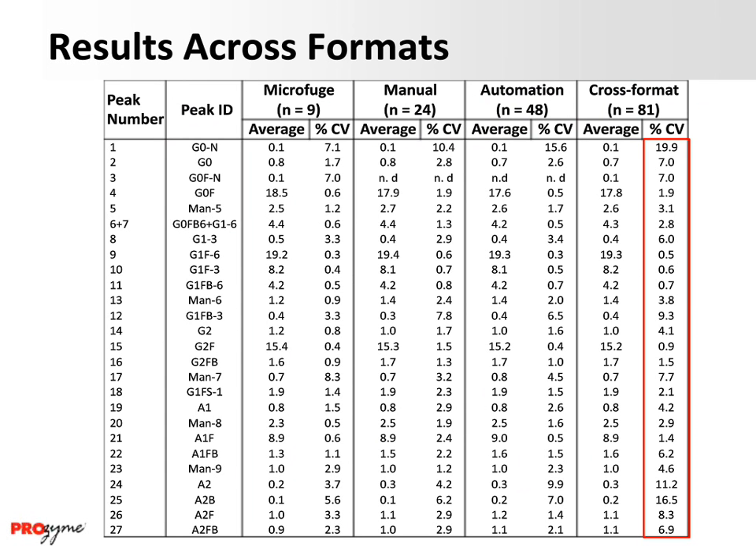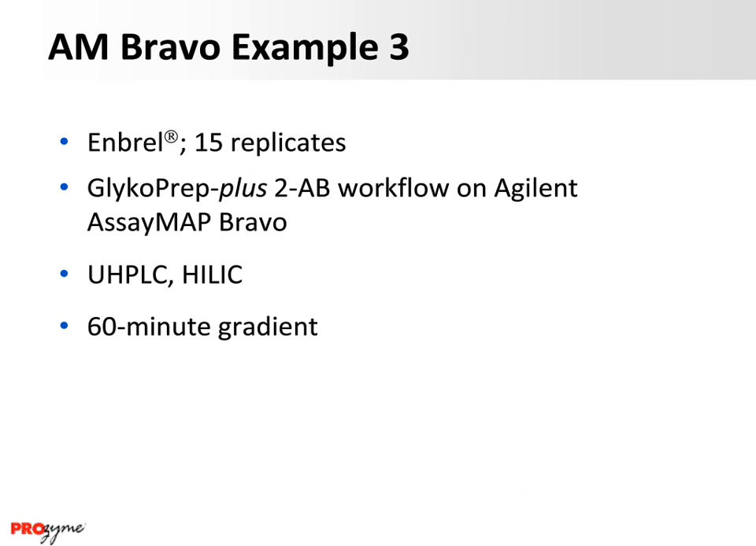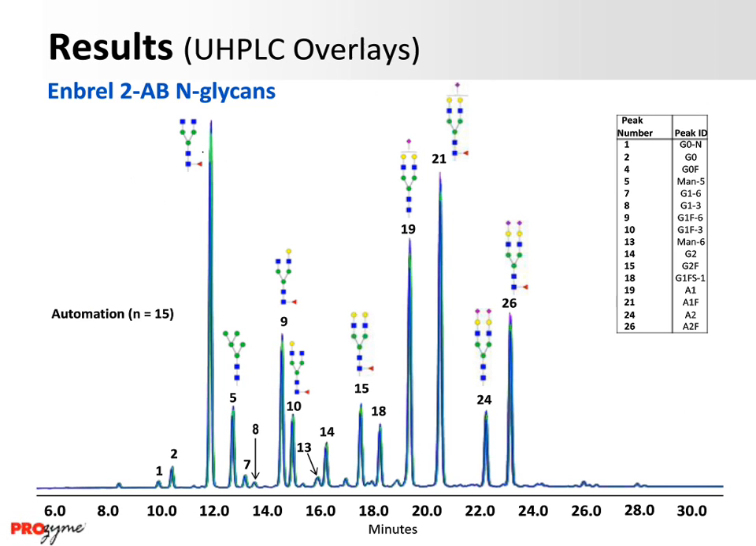The final example I'd like to show is using N-brel, 15 replicates, again using the 2AB workflow on the Agilent AssayMAP Bravo, and a 60-minute HILIC separation. These are the separations from the 15 replicates presented as an overlay, and again the major peaks such as G0F and G1F. Also in this sample you see sialylated glycans such as A1, A1F, A2, and A2F over on the right-hand side of the HILIC FLD chromatogram.